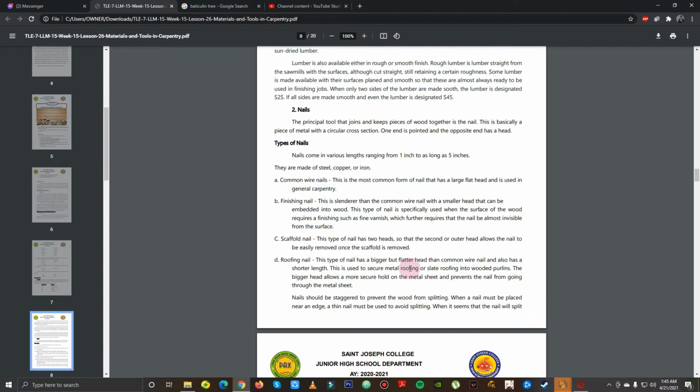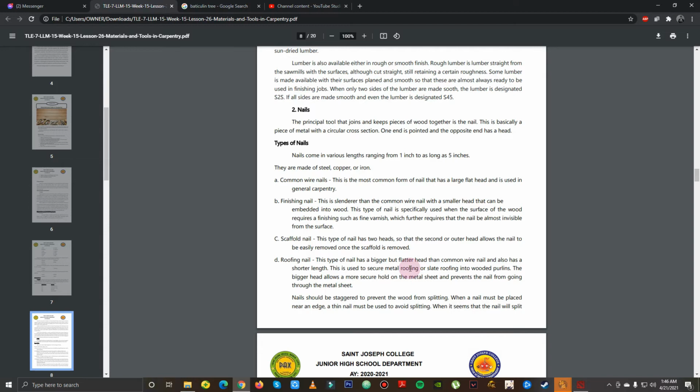Okay. Third is scaffold nails. This type of nail has two heads, so that the second or outer head allows the nail to be easily removed once the scaffold is removed. Scaffold nails are meant to be removed someday. Okay. These are only used nails temporarily. That's why it's called scaffold.